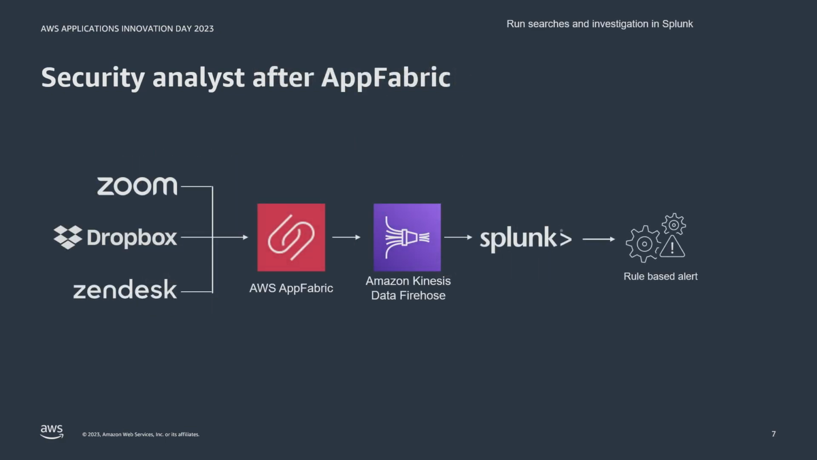So with AppFabric, Krista is able to just set up ingestions from these 3 applications using the AWS AppFabric console that we demoed earlier. And the data is being delivered already normalized. So it's already compatible with Splunk. And in Splunk, she already has a Kinesis Firehose set up. So the data starts flowing immediately and normalized and compatible into Splunk.